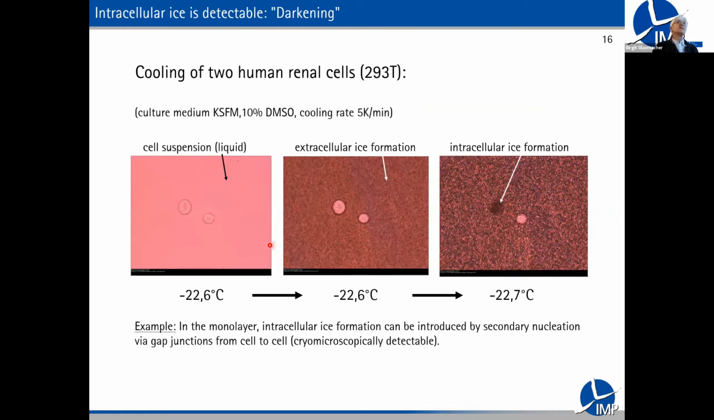And here we see renal cells, human renal cells in cell suspension. And please have a look here. This is -22.6 degrees Celsius. Then we go down with temperature. You see extracellular ice formation. You see the change in color, which gives another optical signal. And here, just 1% more, also deeper temperatures. Here you see one of the cells has intracellular ice formation. And this can be seen in the cryo microscope.